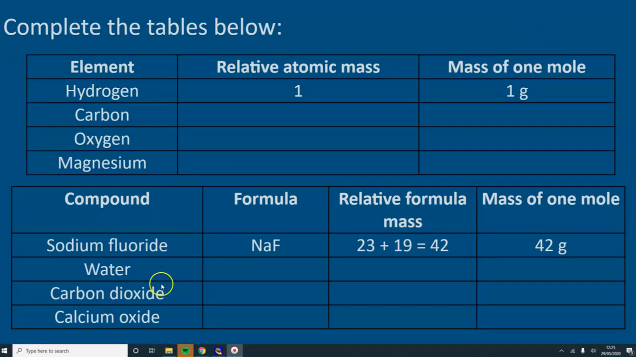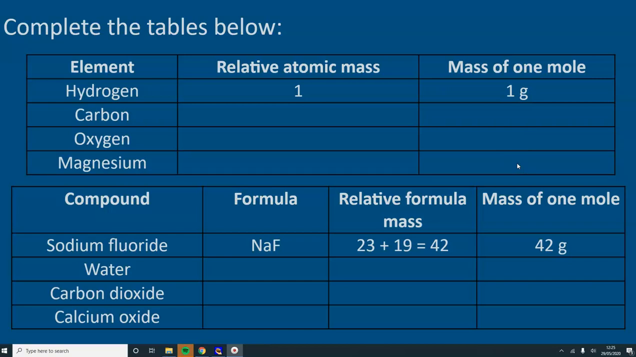Okay, this is probably easier than you thought it would be. The answer here, relative atomic mass of carbon from the periodic table, is 12. So the mass of 1 mole of carbon is 12 grams. Oxygen, relative atomic mass 16. Mass of 1 mole, 16 grams. Magnesium, 24 for the relative atomic mass. 24 grams for the mass of 1 mole. Okay, that wasn't too hard, was it?